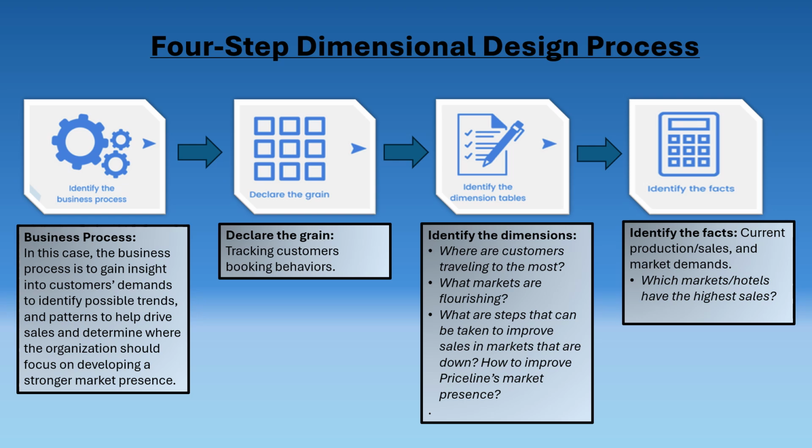The second step is to declare the grain, which is, for this assignment, tracking the customer's booking behaviors. Third, identify the dimensions. Where are customers traveling to the most? What markets are flourishing? What steps can be taken to improve sales in the markets that are down? And how can Priceline strengthen its market presence? And then the last step, identifying the facts, which would be current production, sales, consumers, and market demands. Which markets and hotels have the highest sales?